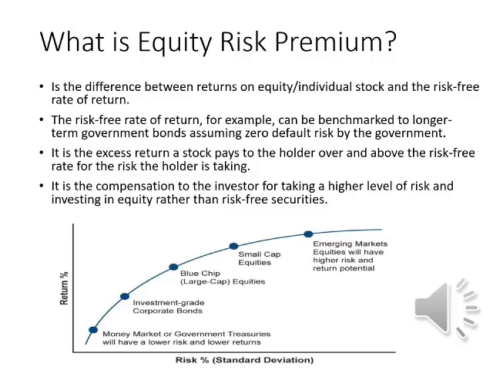And as you may imagine, if you look at the graph below, we see the x-axis, which is risk, and the y-axis, which is return. And as you can see, the higher the risk, the higher the expected return. So if we look at investment-grade corporate bonds, they are fairly low risk. At the other end of the scale, we have emerging markets equities, which will potentially have a higher risk.